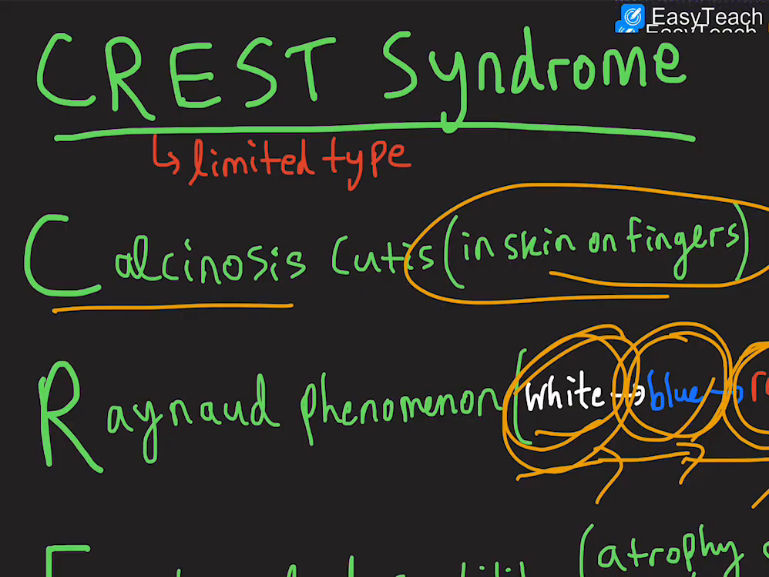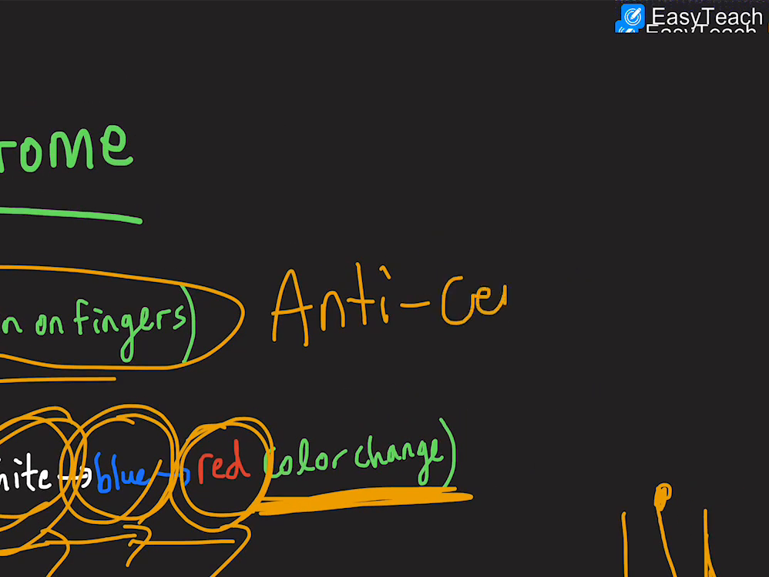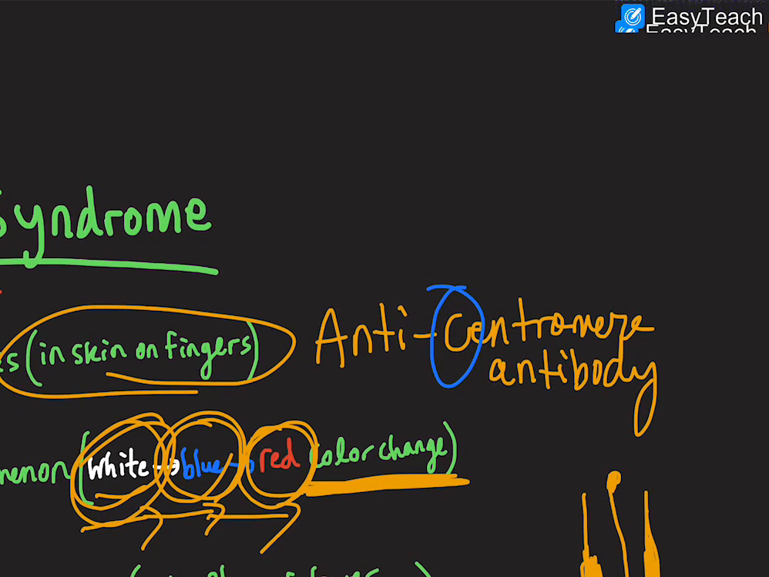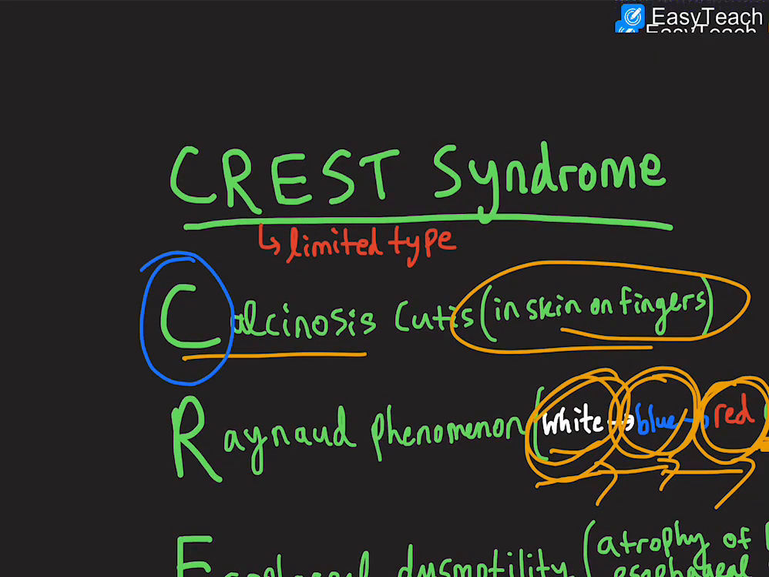One last thing before we move on: in CREST syndrome, you can see a specific antibody, and that's the anti-centromere antibody. So actually, the C, you can remember that because centromere starts with a C, and calcinosis starts with a C. So you can remember that like that.